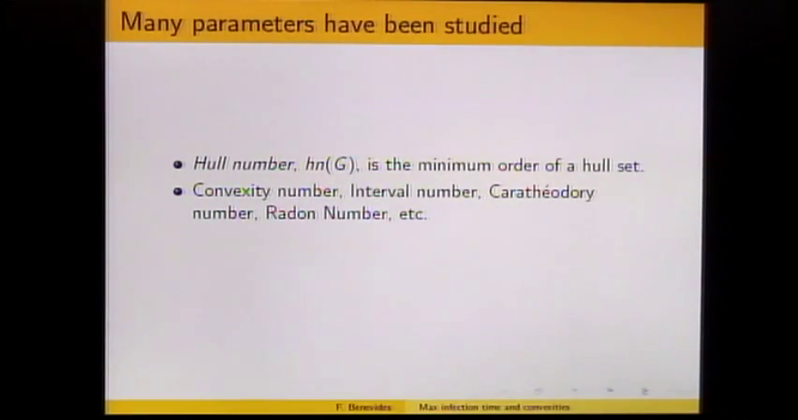Then there are many others, convex number, interval number, Carathéodory number, Radon number. And since there are so many, why not introduce another one? So I decided to introduce this maximum infection time number, right? And before I can tell you what I mean by maximum infection time, I want to start the second part of the talk, which is now I'm going to talk about infection problems in general, and then we'll come back to this one. Right?